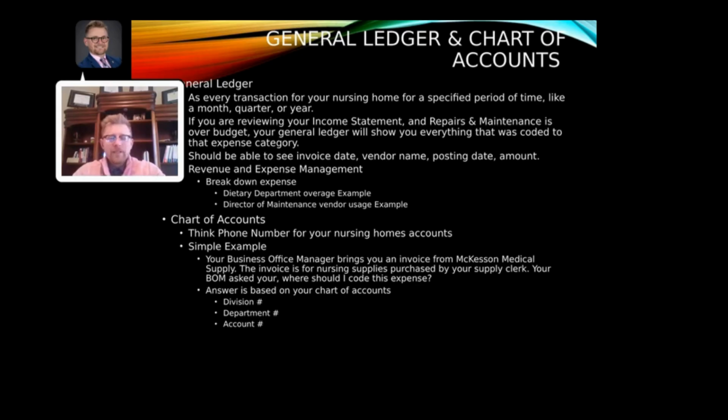And maybe an overly simplified example, but if that BOM allocates that nursing supply invoice to the wrong department, say they do division number 141, which is the appropriate division number, but instead of doing department 100 for nursing, they do department 300 for dietary, and then the account number is still the 600030 supplies. That's going to look like to Medicare and to Medicaid that you're not spending the appropriate amount of money on nursing compared to your peers.